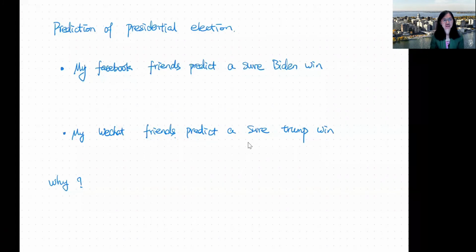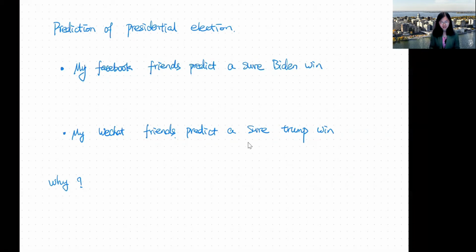Now I want to share with you an interesting observation that I have about the presidential election that's going to happen in November. I am Chinese living in the United States, so I have both a Facebook account and a WeChat account. I observed that my Facebook friends believe that Biden will win the election. So they attach very high probability to a Biden win. On the other hand, my WeChat friends attach very high probability to a Trump win. They think that Biden has zero chance of winning the election.